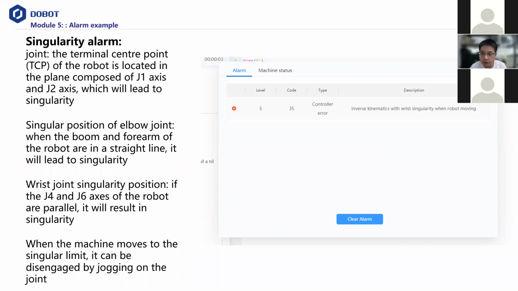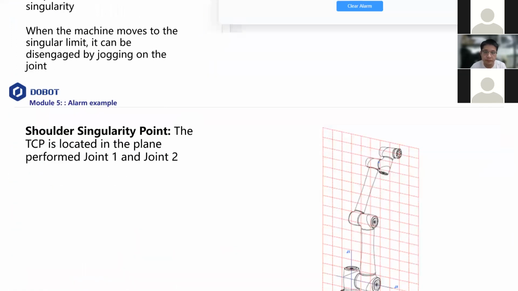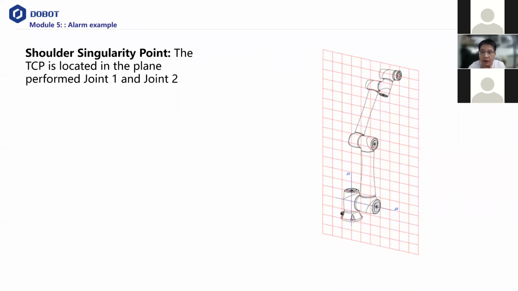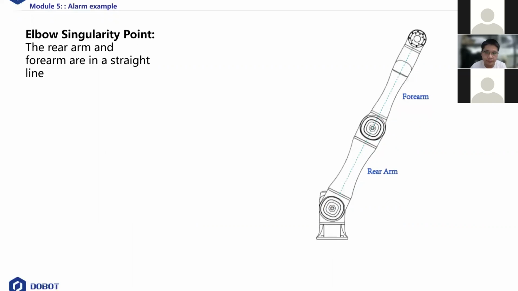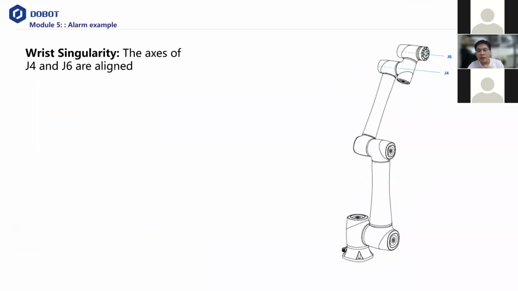When the machine moves to the singularity limits, it can be disengaged by jogging the joint. Shoulder singularity point: the TCP is located in the plane of joint 1 and joint 2. Elbow singularity point: the rear arm and forearm are in a straight line. Wrist singularity: the axes of joint 4 and joint 6 are aligned.